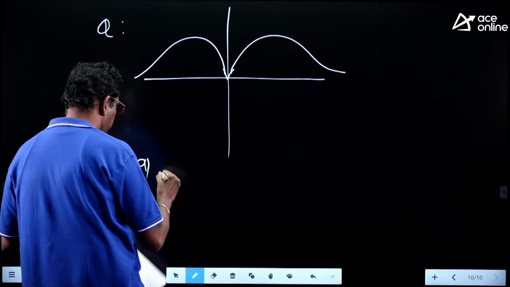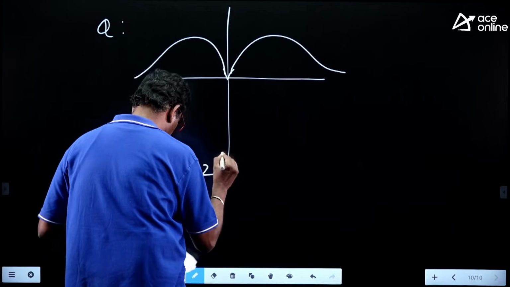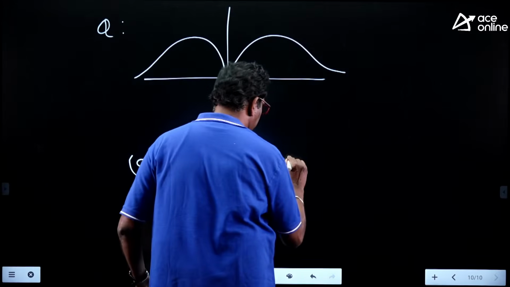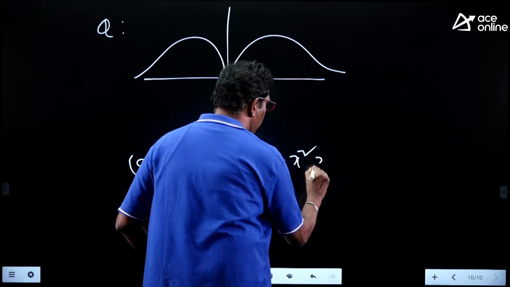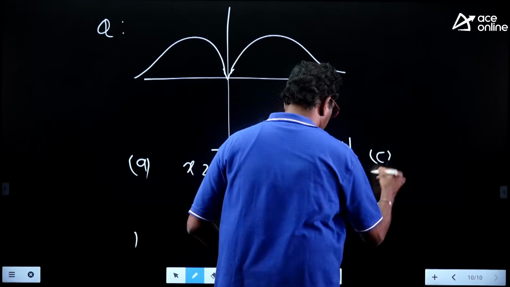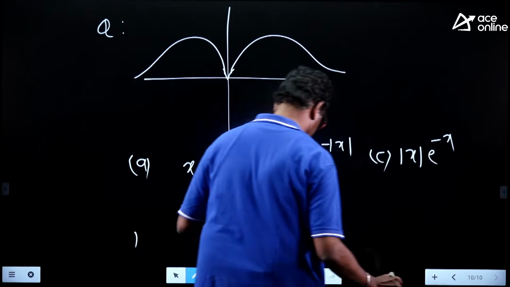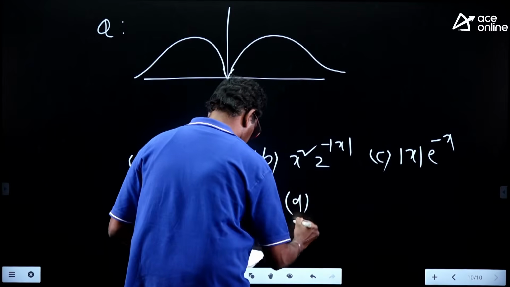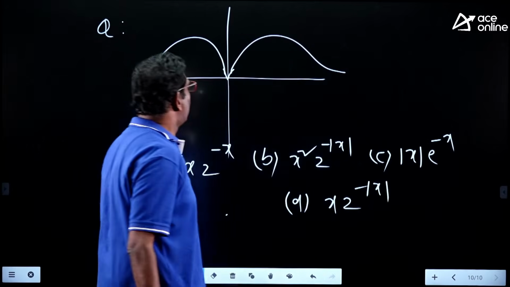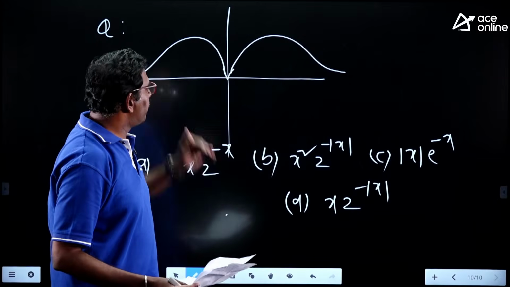In the first option, f of x is given as x 2 power minus x. In option B, it is given as x square 2 power minus mod x. Option C is given as mod x e power minus x. Option D is given as x 2 power minus mod x. Which of these functions represents the above graph?